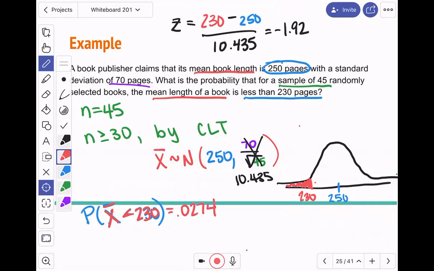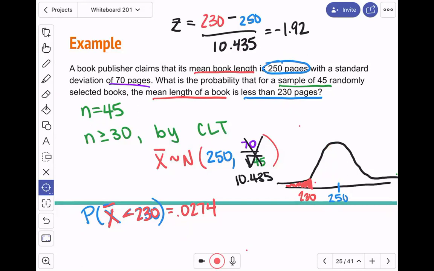Here's what this really means. Pearson, a popular publisher of books, claims that on average, most of their books are about 250 pages long. We don't believe that claim, or we just want to test whether it's actually true. So instead of just taking one book, I look at 45 books and take the average page count of those 45 books. The average was 230. If they're saying the true value is 250, but I've taken 45 books and got 230, how likely is it that 250 is the real claim?